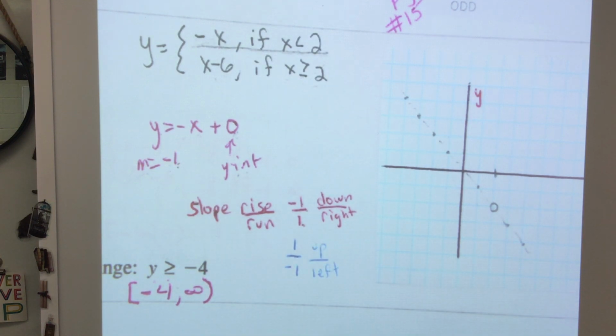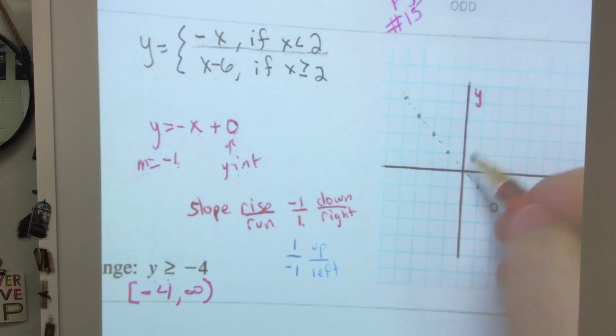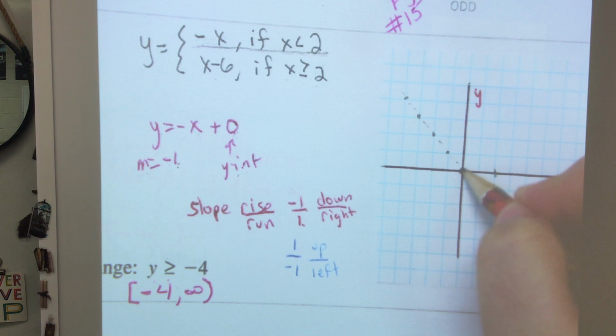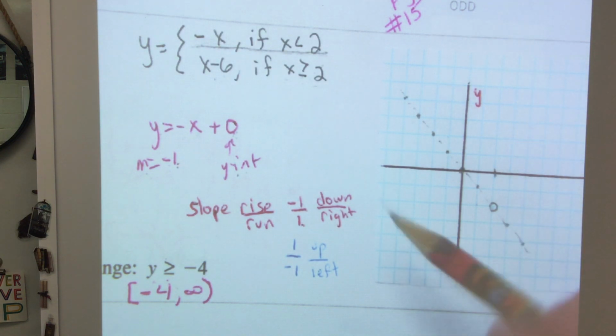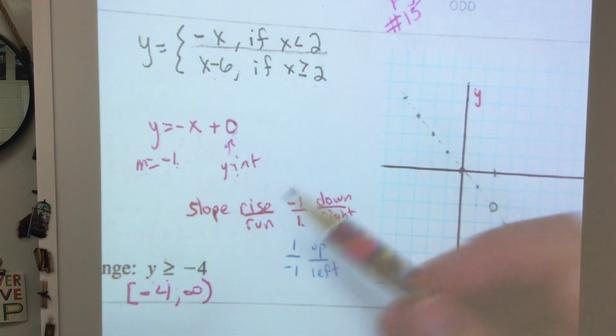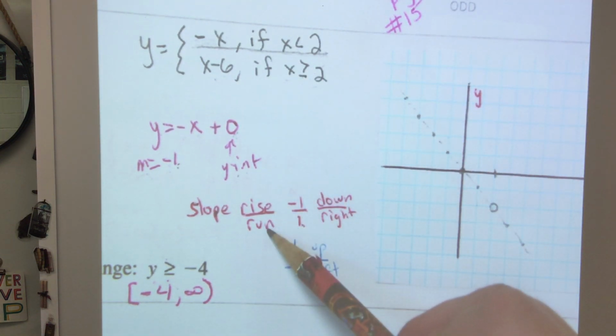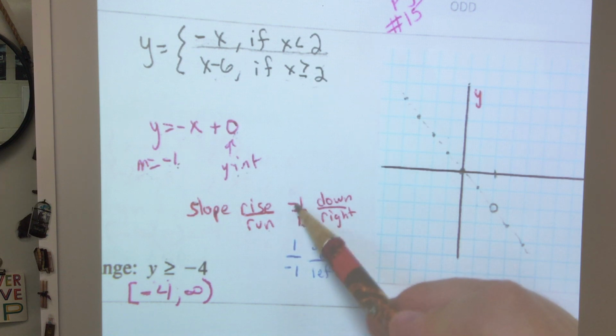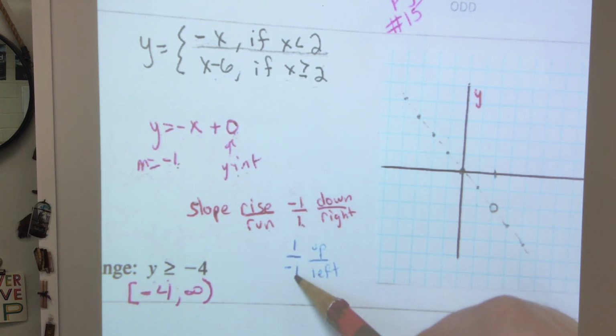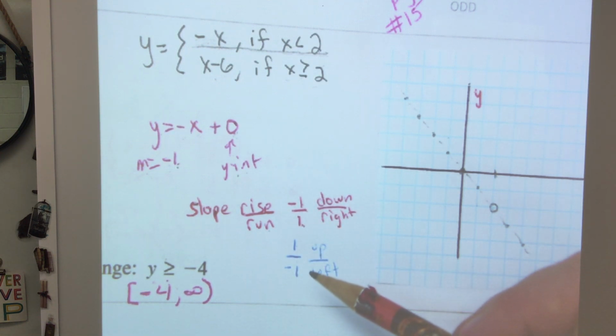And since I know 0 is my y-intercept, I could mark that right here. I'm doing this in pencil because in the future I'm going to do some erasing. So slope is rise over run. I still have a few of you that are struggling with slope. And since it's negative 1, I could either do negative 1 over 1 or 1 over negative 1. They both, when I divide them, equal negative 1.